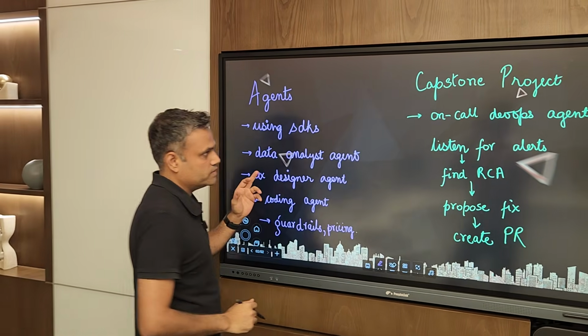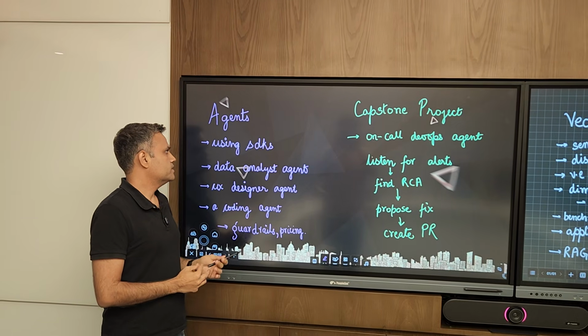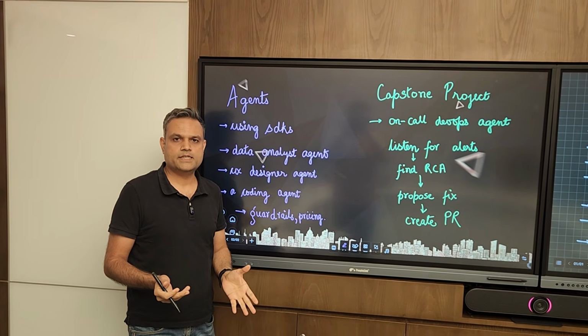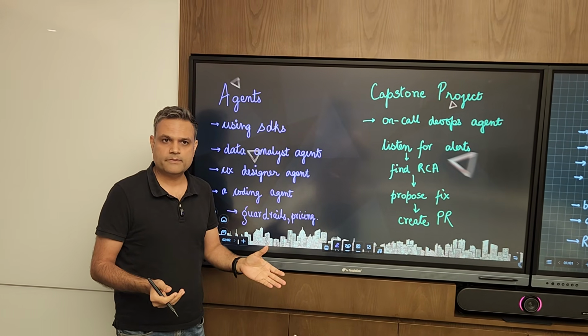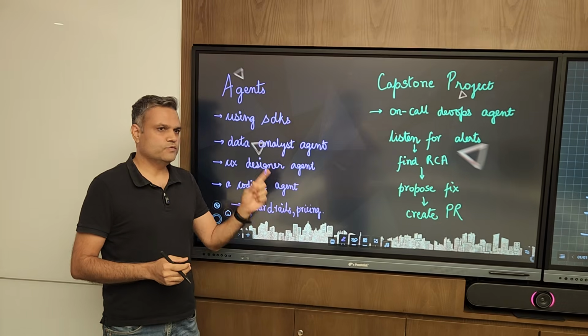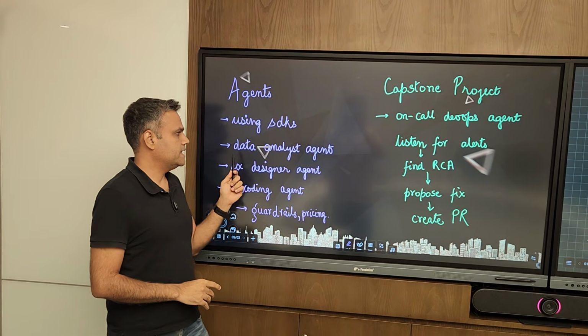So the second half of the day we spend on building real agents. Now we start using SDKs. So we have a choice of OpenAI SDK or Google's ADK or Amazon Strand SDK, and there are others as well. So we choose one depending on the batch, and then we build a data analyst agent.